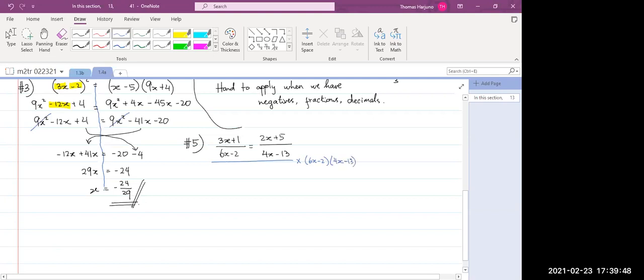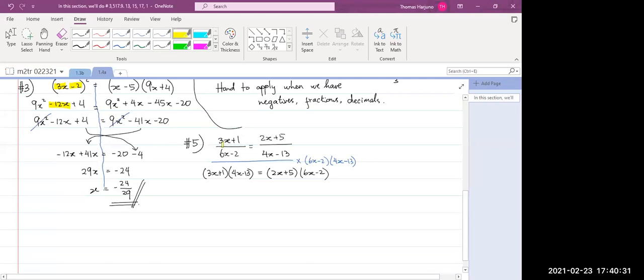Now I heard somebody say to me, Thomas, why don't you do cross multiply? Yeah, we are actually doing cross multiply, but do you know why we can do cross multiply? The reason we can do cross multiply is because of exactly this reason. We multiply by the LCD. Cross multiplying tells you the outcomes without telling you the reasoning behind that. What I'm doing here is I multiply by the LCD to give us the reason for cross multiplying.